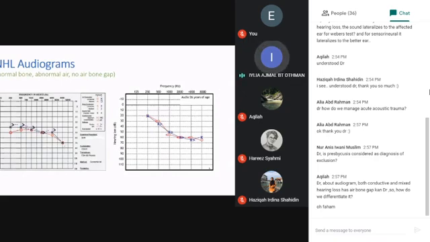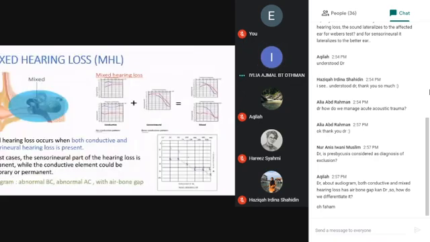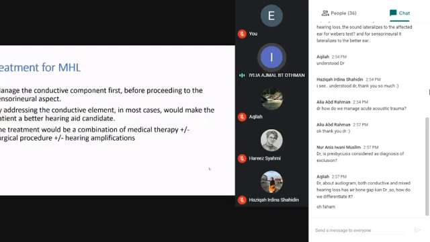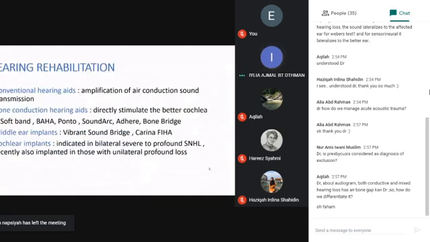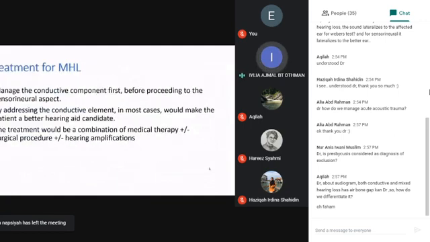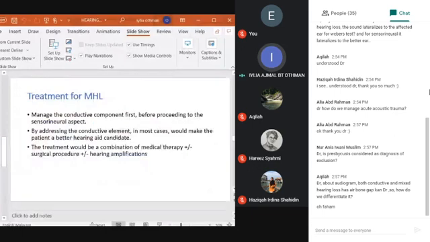Okay, both go down together. But in mixed, bone is abnormal, the air is abnormal, but there's a gap in between. So most of the time, this patient has sensorineural hearing loss. However, there's also another pathology that can cause the conductive element of the hearing loss. That's why we try to treat the conductive element in the mixed hearing loss. So sometimes with this therapy, the hearing loss might improve a little bit, unless it's already severely profound, then we have to rehab the hearing.